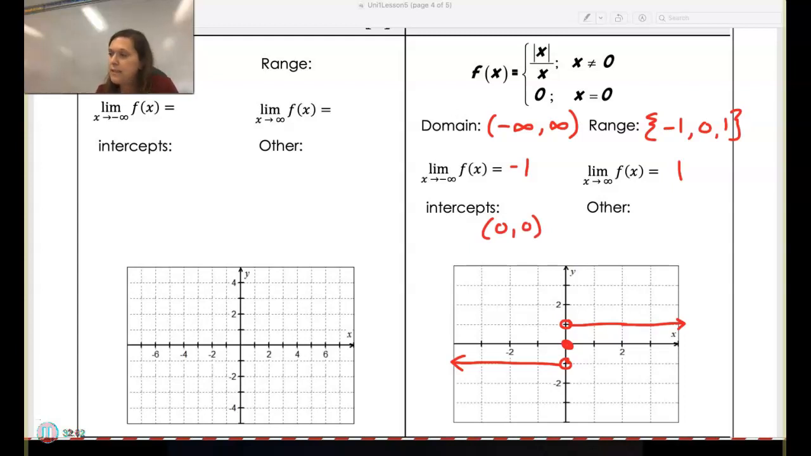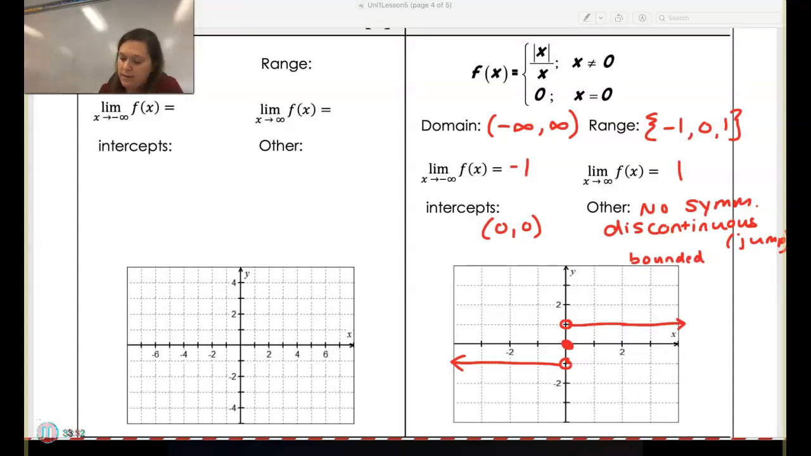Do we have symmetry? Nope, no symmetry. Is it continuous? Nope, so discontinuous. Again, this would be a jump if I had to classify it. Do we have boundedness? Yeah, I guess we could say bounded below and above. There's nothing going higher than 1 or -1. Bounded below and above.